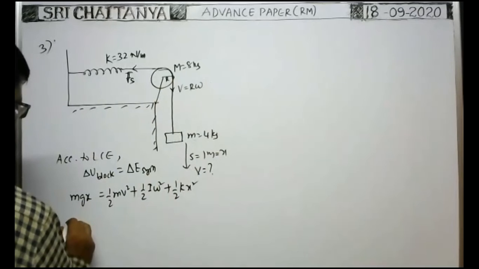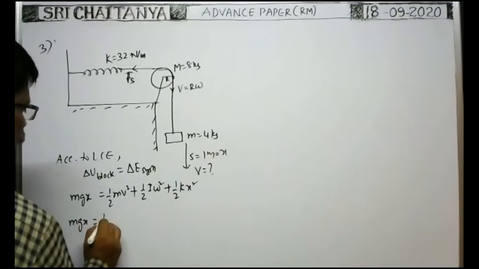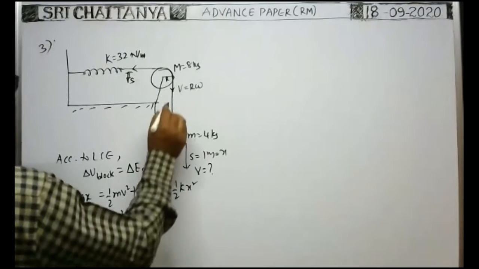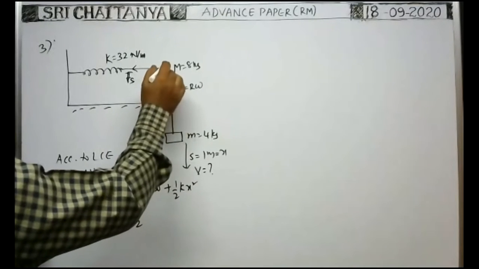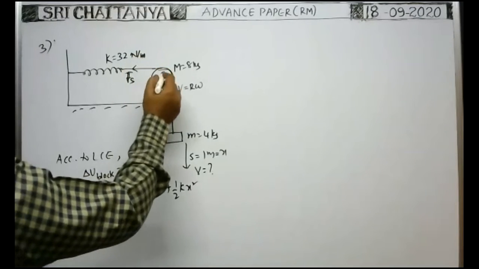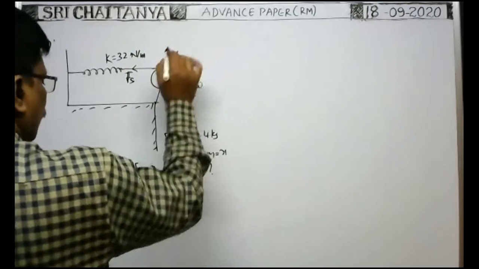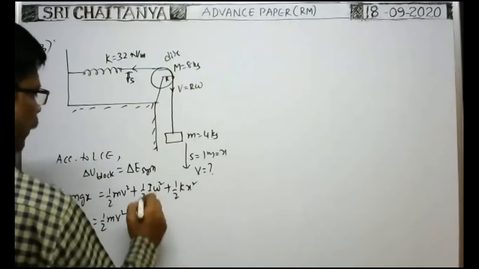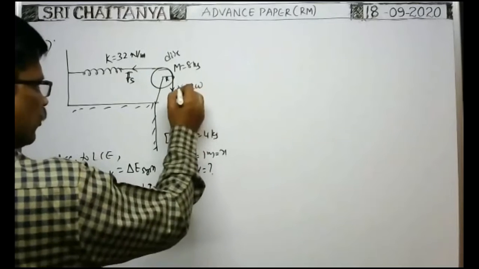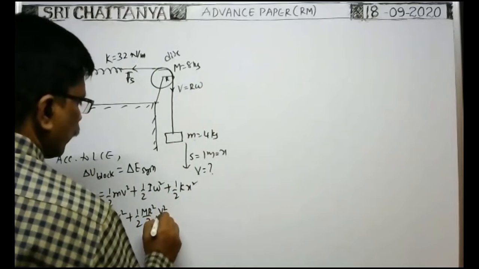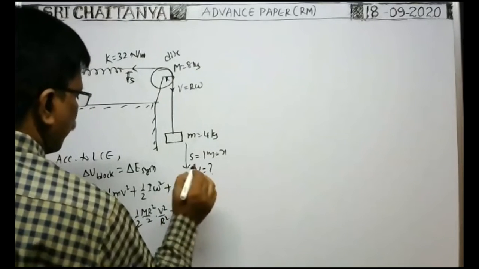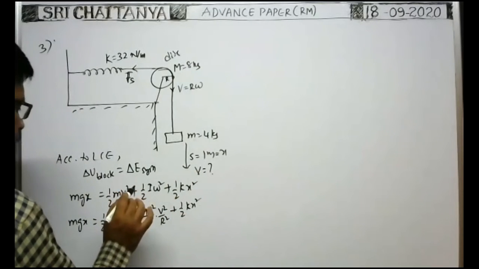You substitute here. So mgx is equal to half mv square plus half I omega square. Here the pulley is a disc. That's why the moment of inertia is capital M into capital R square by 2, into angular velocity v by r, squared. That's why v square by r square, plus half into kx square. Here we have to find only the v value.